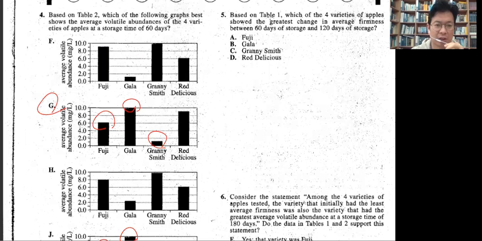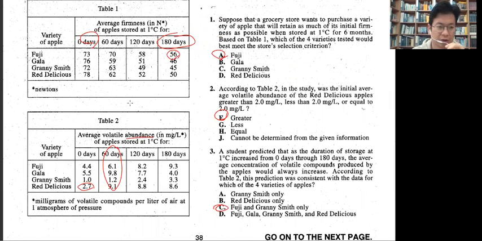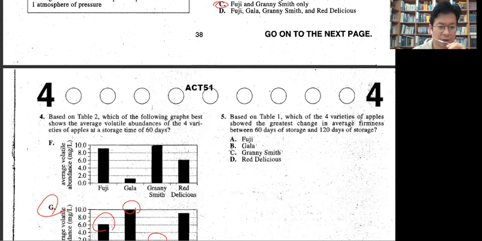Number 5, based on table 1, which of the 4 varieties of apples showed the greatest change in firmness between 60 and 100 days, between this, greatest change. This one's 12, 8, 14, 10. So 14, which is Granny Smith.